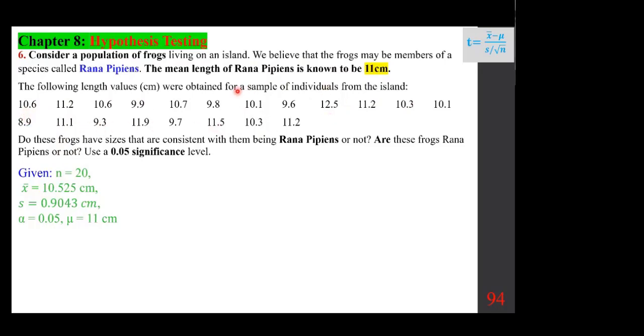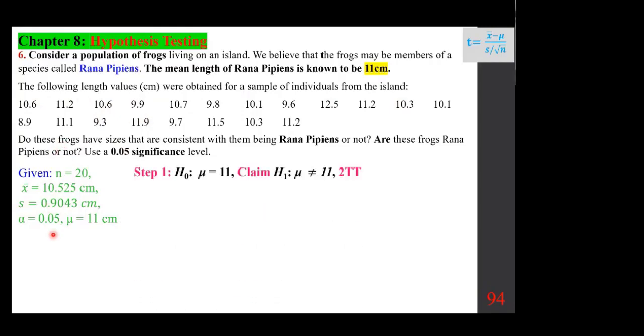Again, this can be done by technology. You don't have to do it by hand, but you know what the formula is: summation of x over n. You have to come up with the standard deviation S: the square root of the summation of x minus x bar quantity squared over n minus 1. Alpha is 0.05, mu is 11 centimeters. So this is coming from the data.